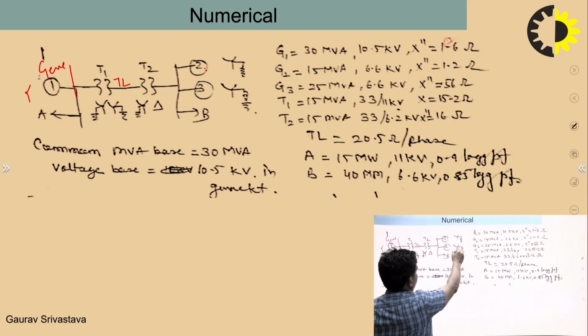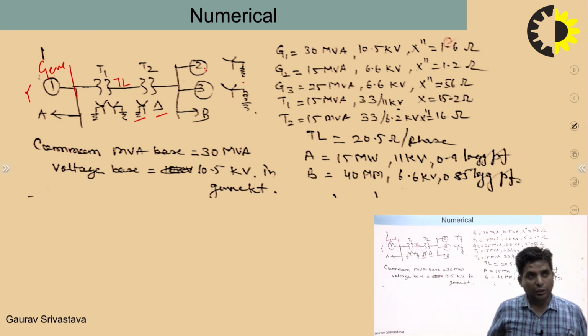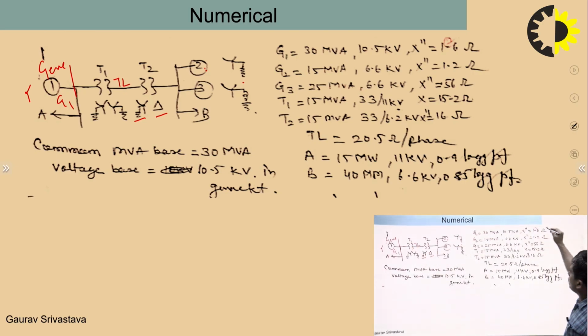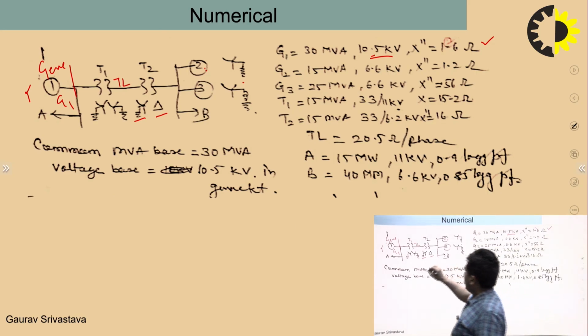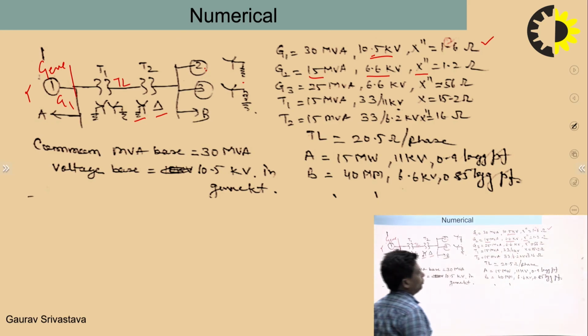Generator 1 is neutral grounded, and at bus 2 and bus 3 the neutral is grounded through impedance. The transformer is star grounded on the primary side, and the secondary connection is delta. The different values are given: generator G1 is 30 MVA, voltage level 10.5 kV, reactance 1.6 ohm, and similarly generator 2 is 15 MVA, 6.6 kV, reactance 1.2 ohm.